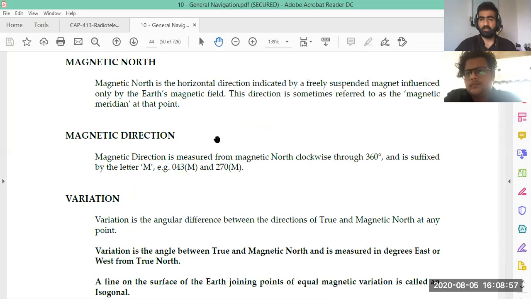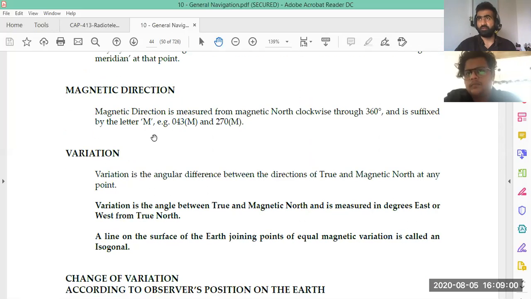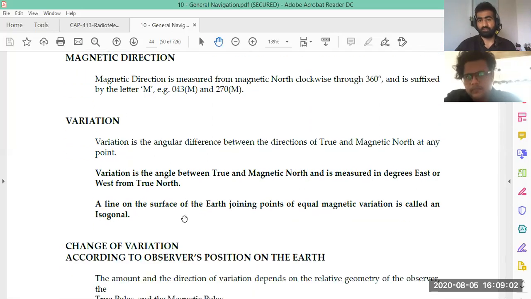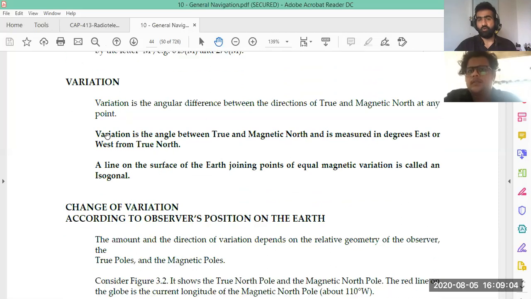Magnetic direction is the angular difference from magnetic north, clockwise, always clockwise. I want you to read these lines in bold. What is this line? Variation. Read about variation. Variation is the angular difference between the directions of true and magnetic north at any point. Variation is the angle between true and magnetic north and is measured in degrees east or west from true north.